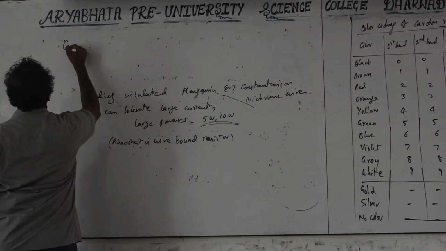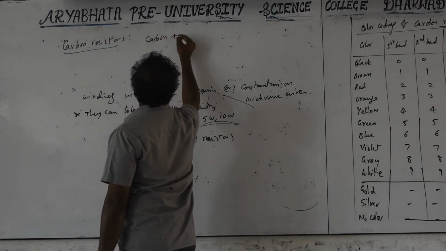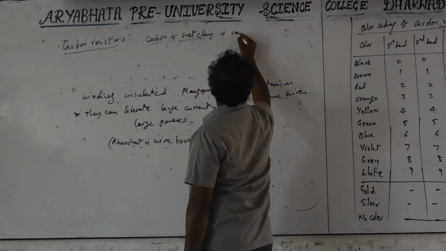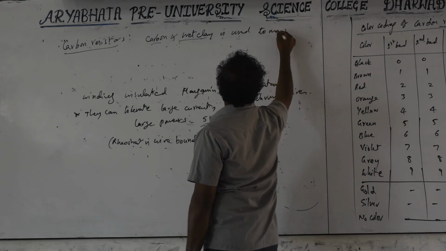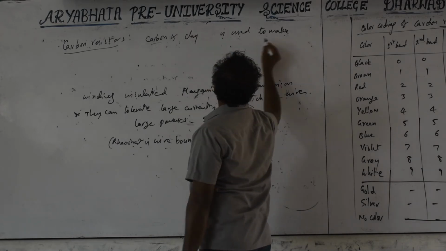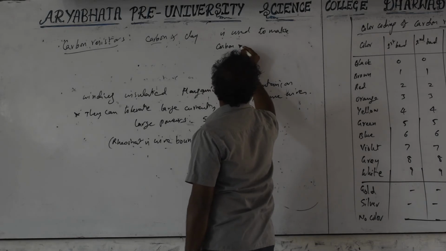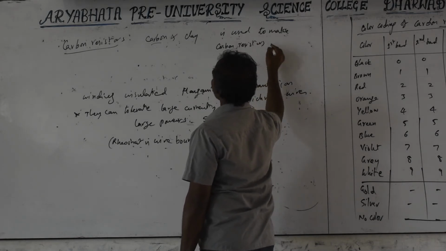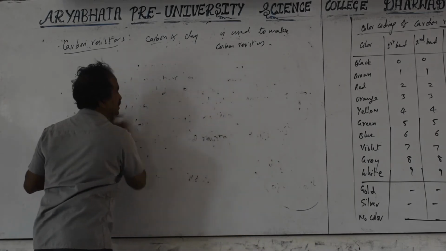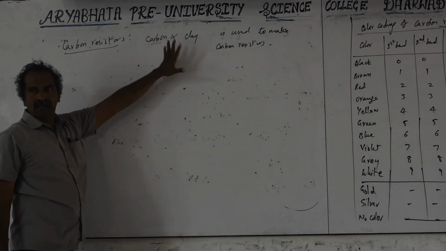Next is the carbon resistor. Carbon powder plus wet clay is used. Instead of wet clay, you can take it as clay only, but when it is wet, it is mixed with the carbon powder to make the carbon resistance. We simply call it carbon, but actually it is mixed with wet clay, meaning wet soil. They are very cheap because carbon is easily available to us. Carbon is abundant. Therefore, these are very cheap ones. Even 25 paise or even less than that, they will sell to us.